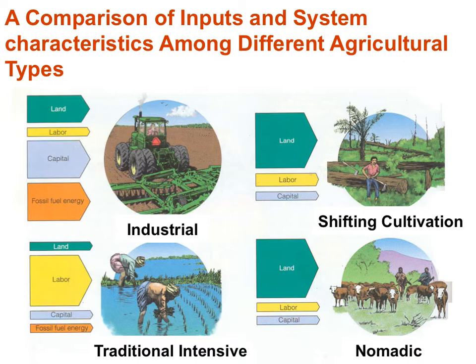Now, the fossil fuel requirement of the modern industrial farm is very high, while the requirement for the traditional intensive farm is far less. Before leaving this slide, refresh yourself with the shifting cultivation approach seen here, an approach you might remember as slash and burn. Why would the land requirement be high while the labor requirement low? And notice, no requirement for fossil fuel.